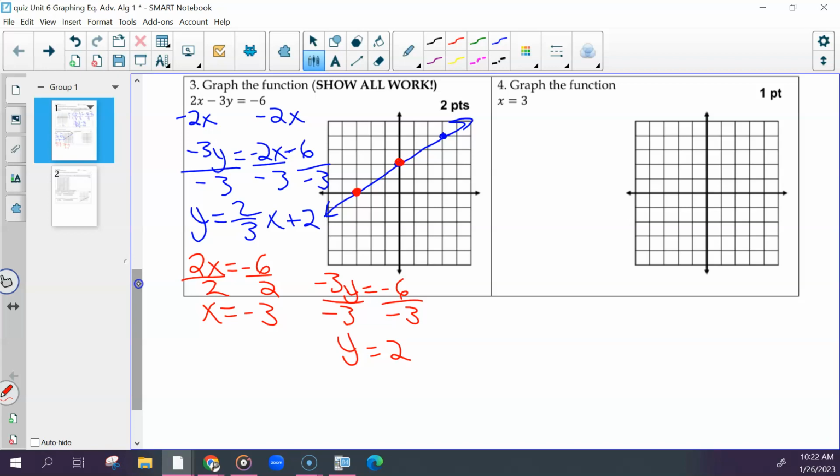Okay. And then some of you were graphing this like it had a slanted slope, but it doesn't. This is an x equals, so this has to be a vertical line at 3. So it should have looked like this. Some of you did a horizontal line, which was the opposite. So you were close, but not quite. Questions on that?